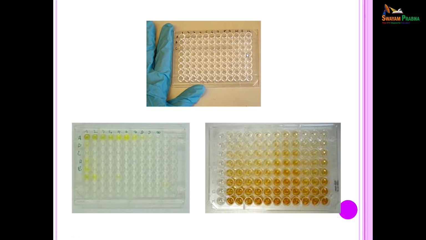So, this is how you visualize it. This is a microtiter plate in which we have added the antigen, the antibody and the enzyme labeled anti-antibody. Once we have added the substrate, the density of the color change determines how much of the particular antibody is present in the patient's serum.